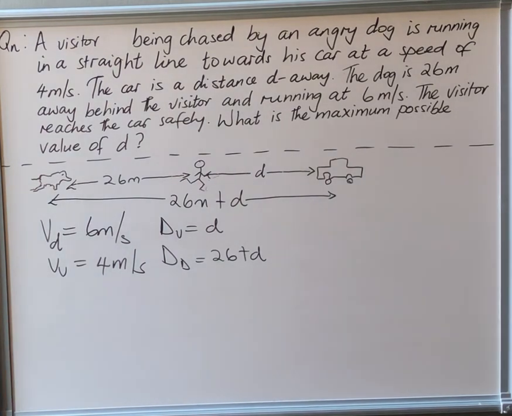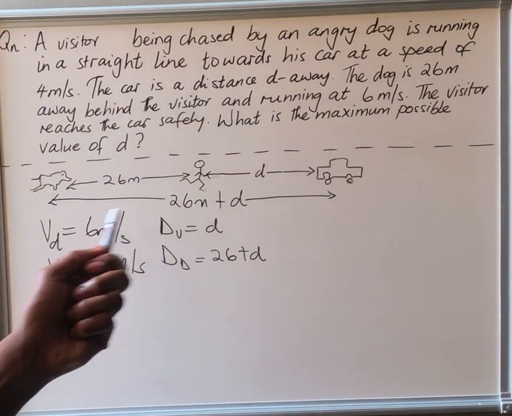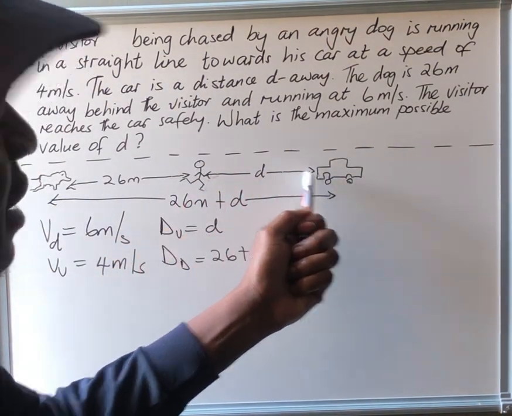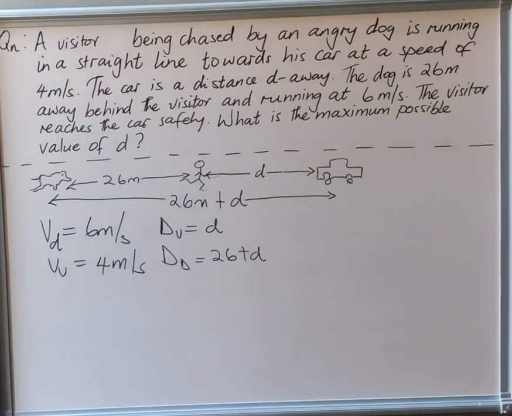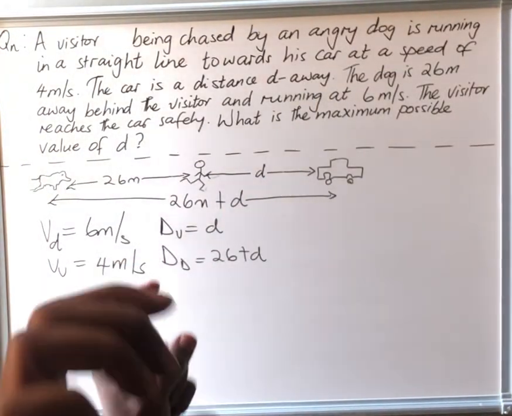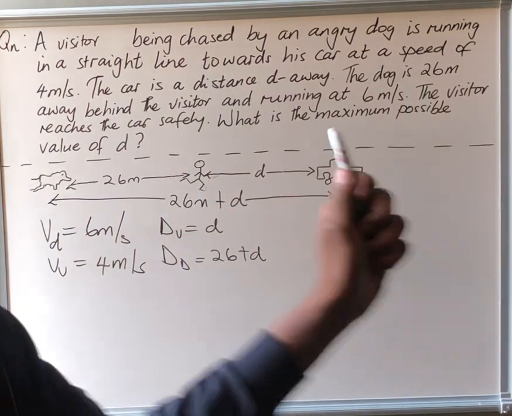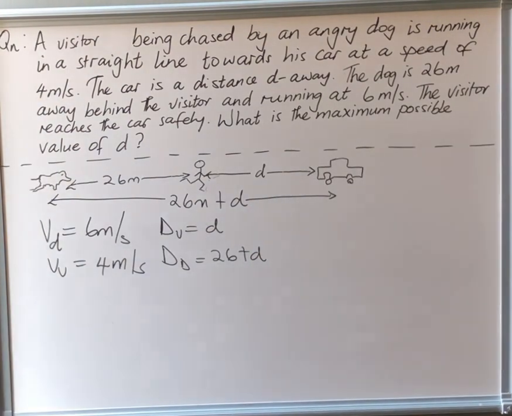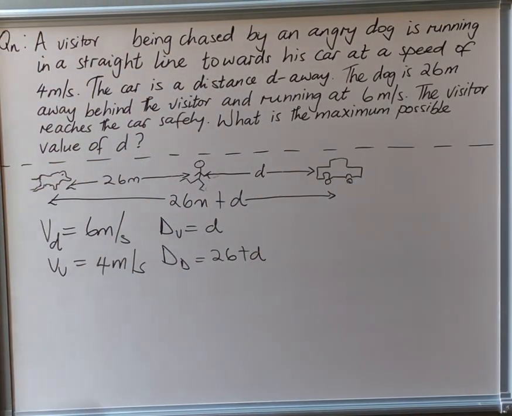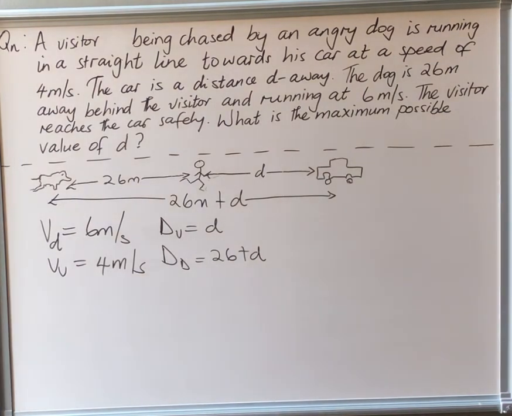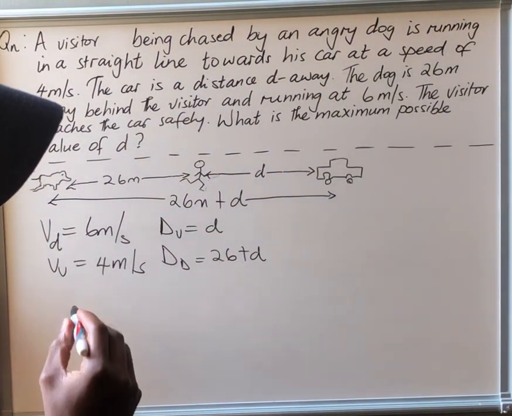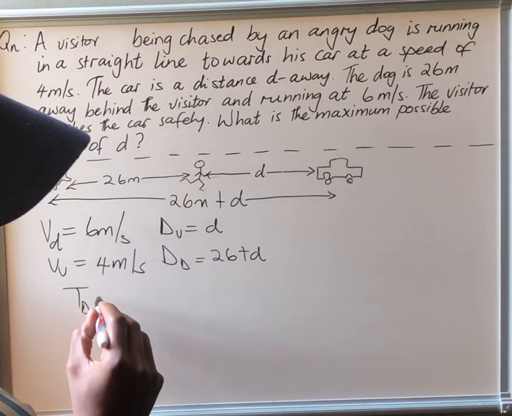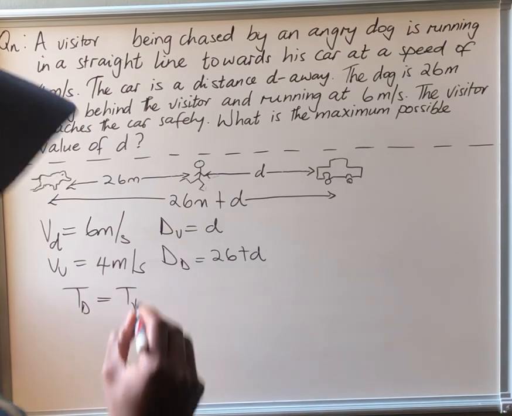One thing you have to bear in mind is that for this visitor to travel this distance and arrive at the car safely, he must get to the car in that same amount of time, before the dog travels its distance. So the time is the only thing common to both cases. So the time taken by the dog is equal to the time taken by the visitor.